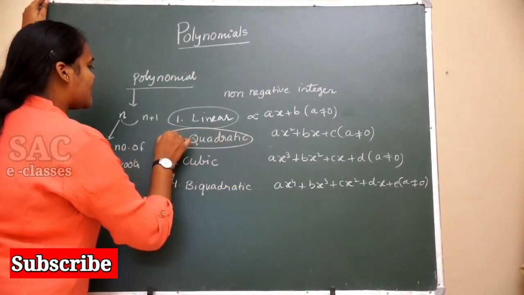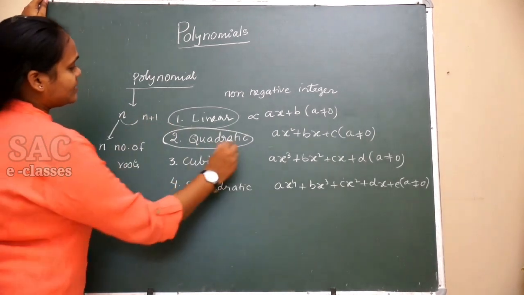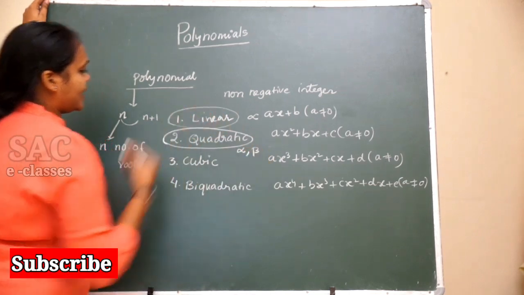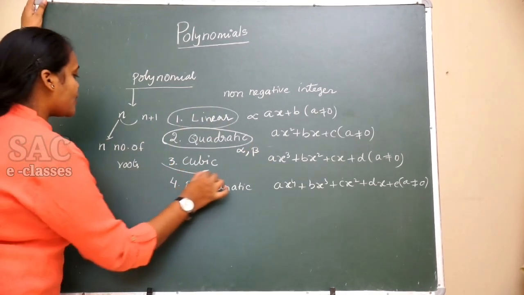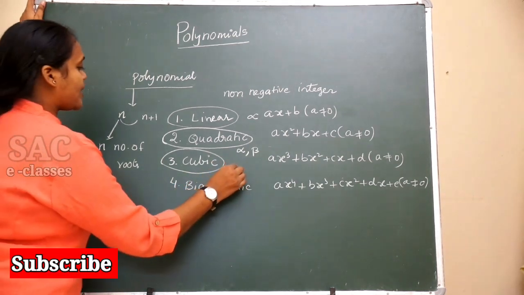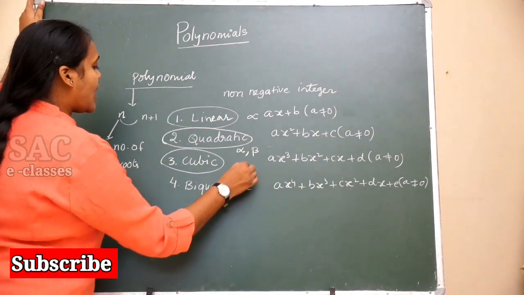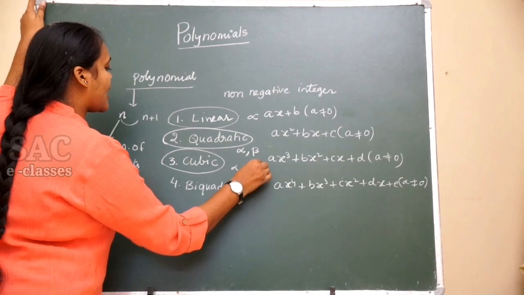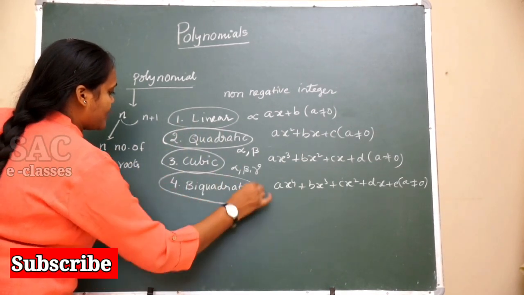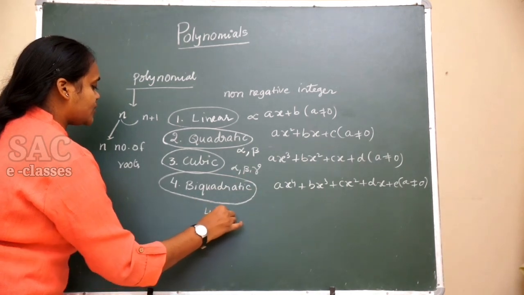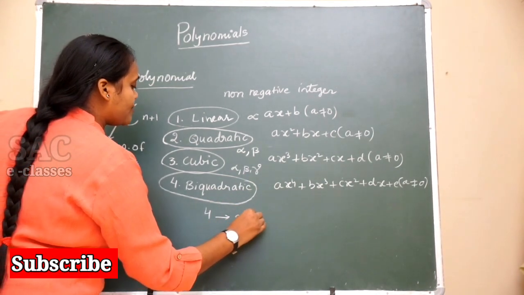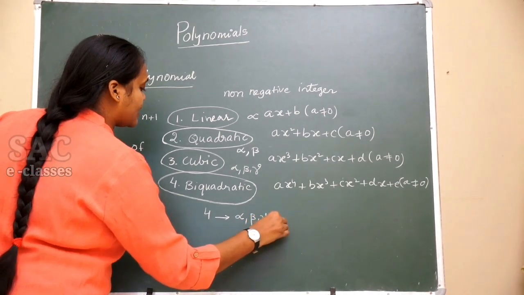A quadratic polynomial has degree 2, that's why it has 2 roots maximum, alpha and beta. A cubic polynomial has degree 3, so the maximum number of roots it has is 3: alpha, beta, gamma. A biquadratic polynomial has degree 4, so it has 4 maximum roots: alpha, beta, gamma and delta.